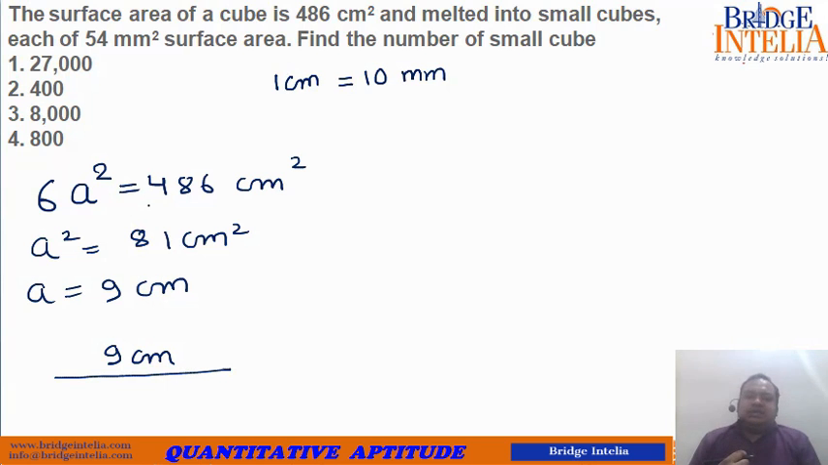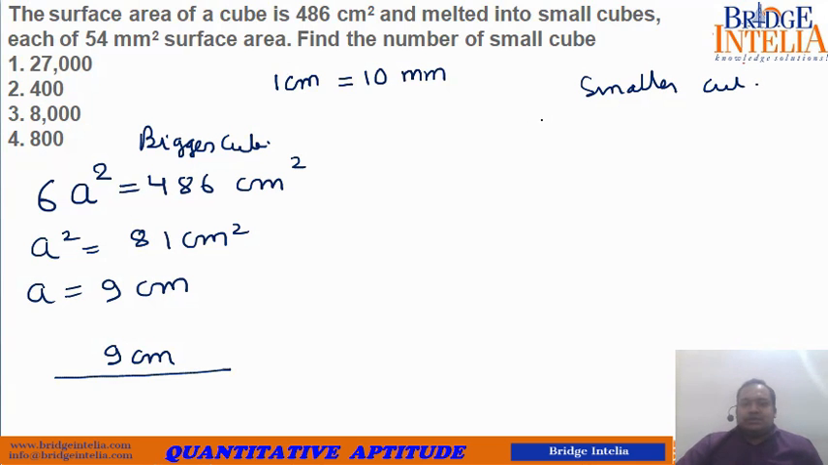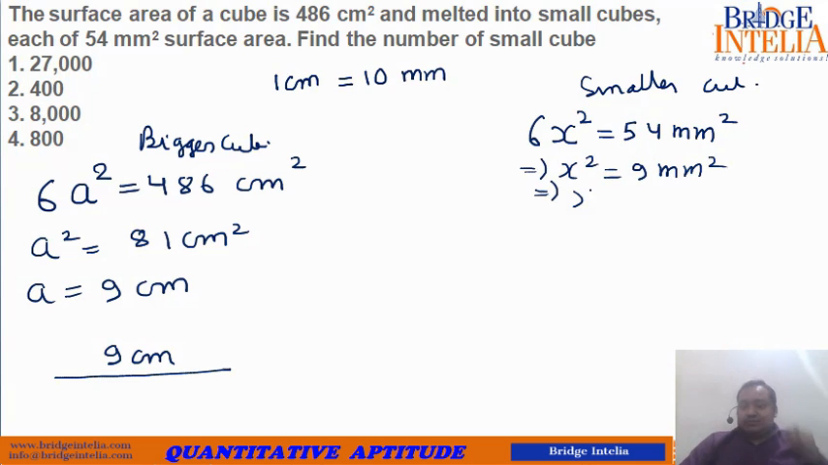So each cube has a surface area. So this was for the bigger cube. Now let's see the maths of smaller cubes. For smaller cubes, let me name this edge as x. So 6x square is equal to 54 millimeter square. So from here you can see that x square is equal to 9 millimeter square. From here it is evident that x is equal to 3 millimeters.